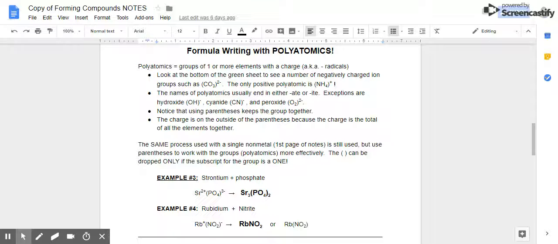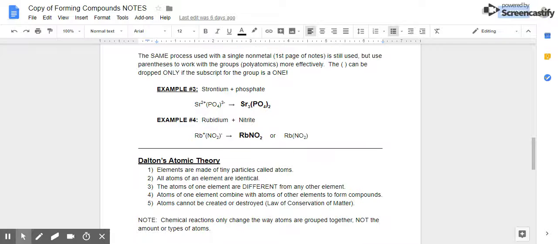Okay, remember those parentheses are going to keep the groups together. The charge is on the outside of the parentheses because the charge is with all of those elements added together. Same process is used, but the parentheses keep the polyatomics together. The only time you drop the parentheses is if the subscript for the group is 1. If you don't have to add anything, then that's the only time you can drop those parentheses.